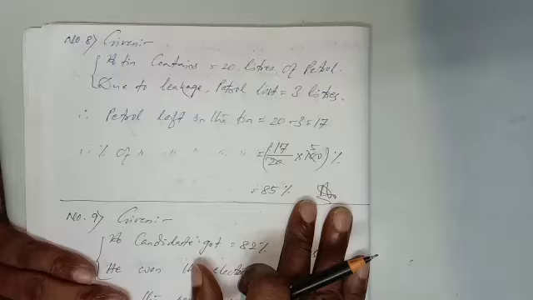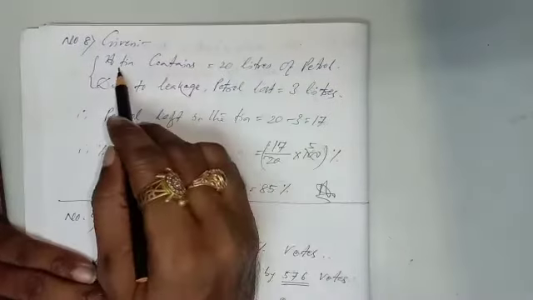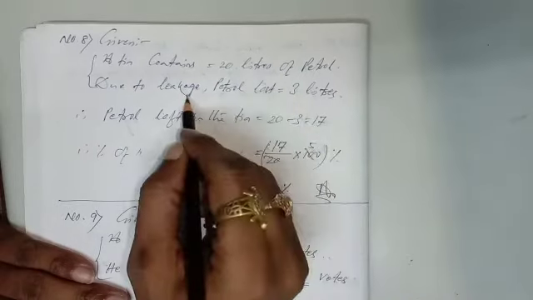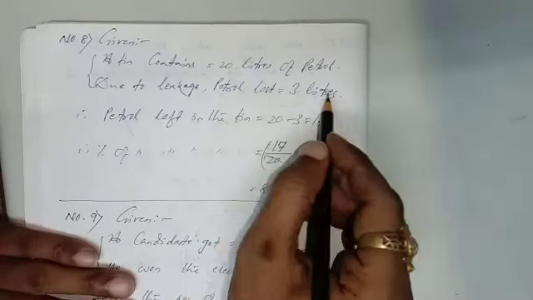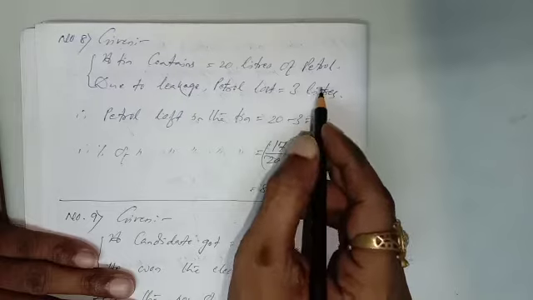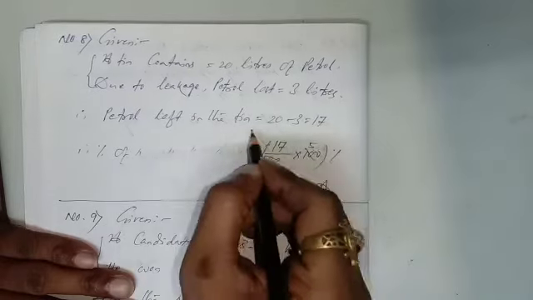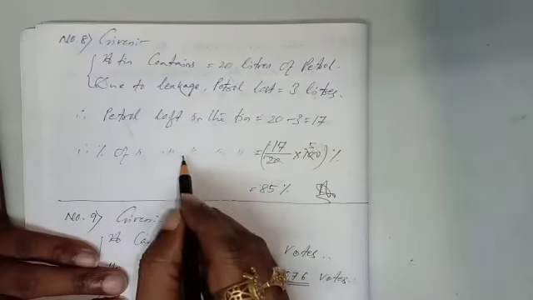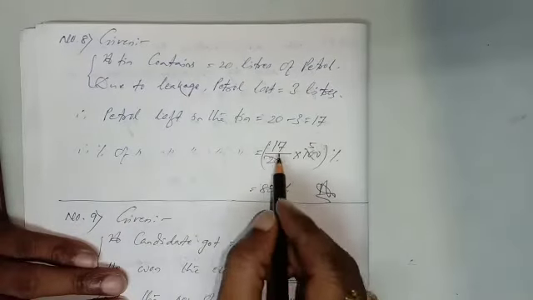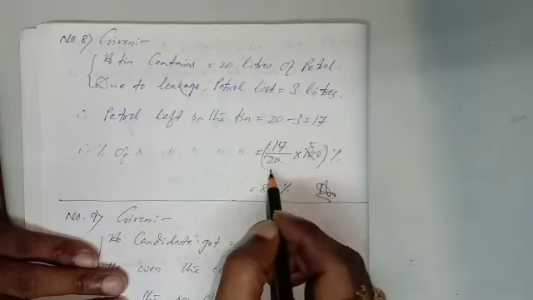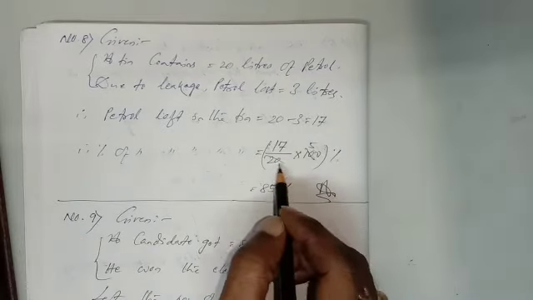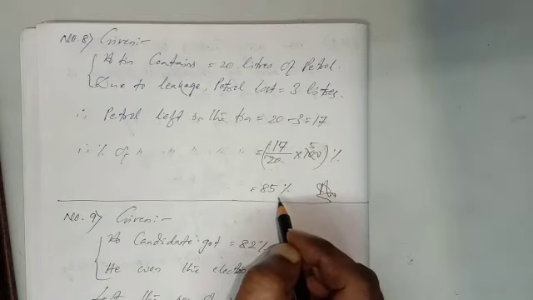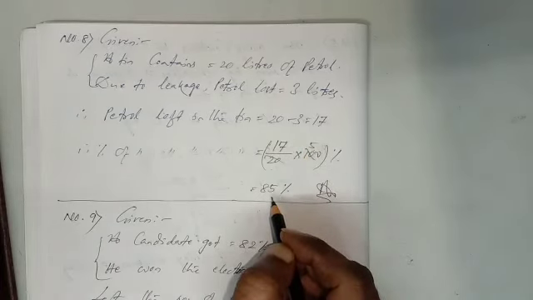Question number 8. It is given that a tin contains 20 liters of petrol. Due to leakage, petrol lost is equal to 3 liters. So how much petrol is left in the tin? Petrol left in the tin is 20 minus 3, that is 17. Therefore, the percentage of petrol left in the tin is 17 by the total petrol contained in the tin, that is 20, into 100. 20 times 5 is 100, and 17 times 5 is 85%. The percentage of petrol left in the tin is 85%.